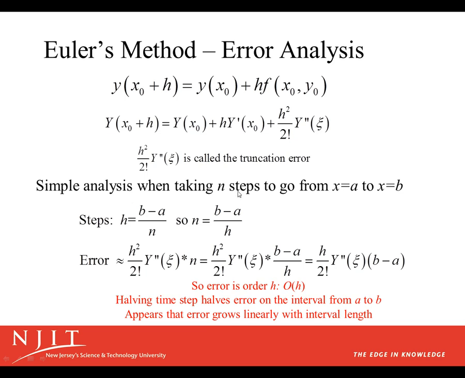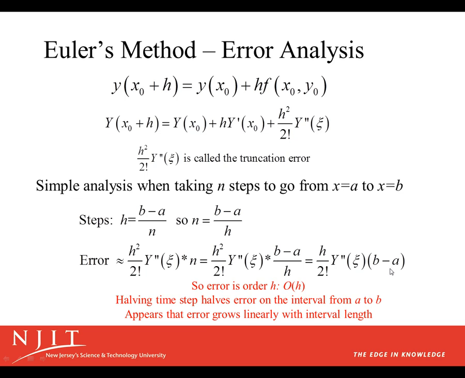Now if it takes us n steps to go from x equal a to x equal b, our step size h will be b minus a over n, or switching n and h, n is equal to b minus a over h. The error is going to be approximately h squared over 2 factorial times y double prime somewhere at each step times the number of steps, which is n. We plug in b minus a over h for n. H squared and h cancel, and so we just get h over 2 factorial y double prime times b minus a.